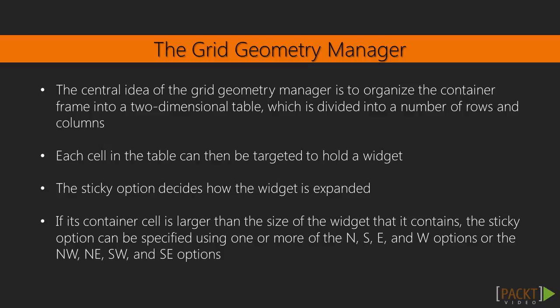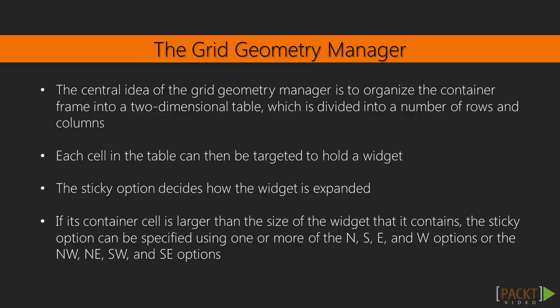The Grid Geometry Manager. The Grid Geometry Manager is easy to understand and perhaps the most useful geometry manager in Tkinter. The central idea of the Grid Geometry Manager is to organize the container frame into a two-dimensional table, which is divided into a number of rows and columns. Each cell in the table can then be targeted to hold a widget. In this context, a cell is an intersection of imaginary rows and columns. Note that in the grid method, each cell can only hold one widget. However, widgets can be made to span multiple cells.